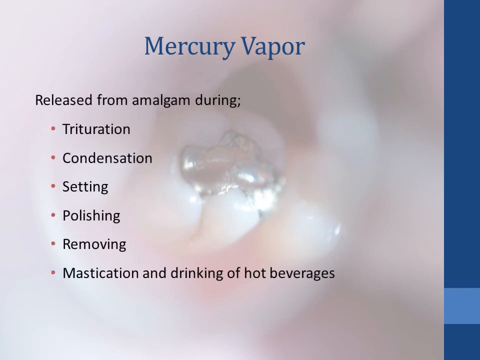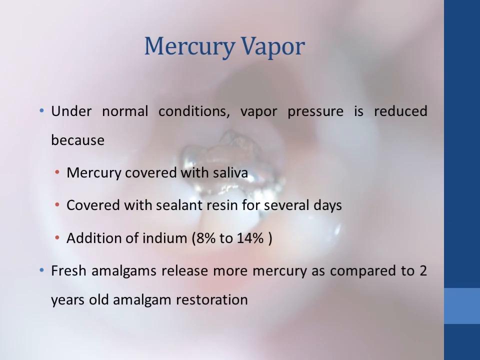Now, mercury vapor can arise from amalgam during trituration, condensing, setting, polishing, removing, and also when the patient is masticating and drinking hot beverages. Under normal conditions, this vapor pressure is reduced because mercury is covered with saliva, and we usually cover it with sealant resin for several days.